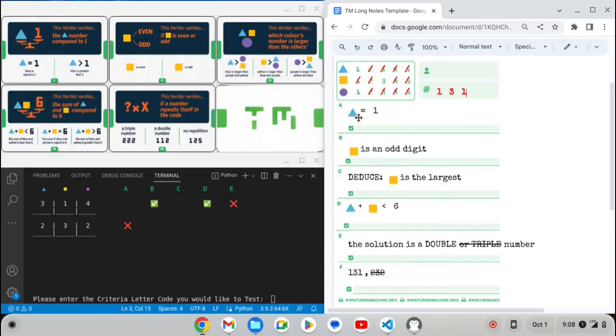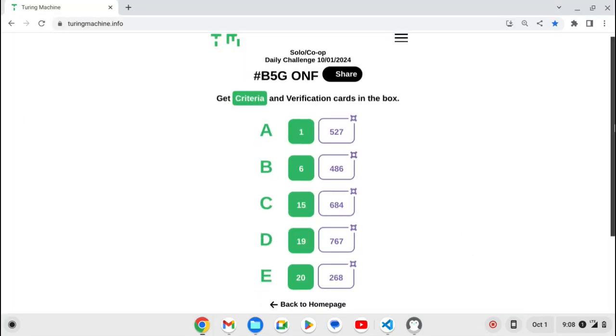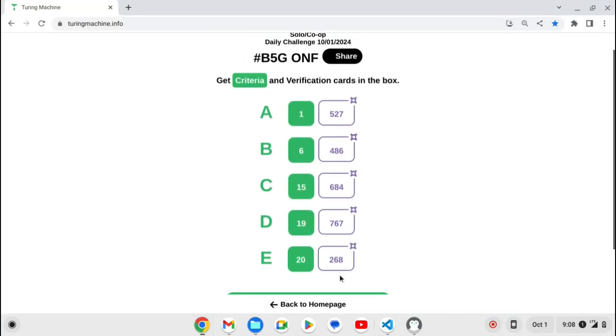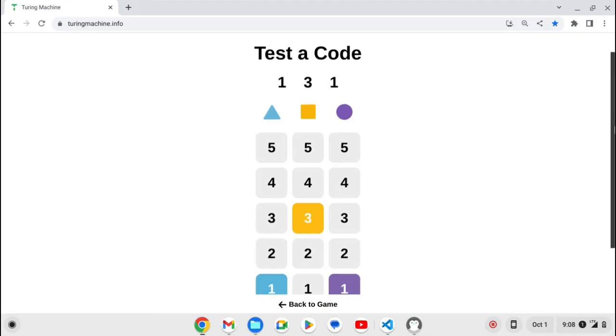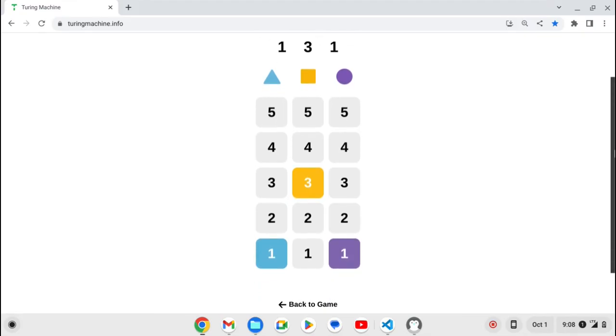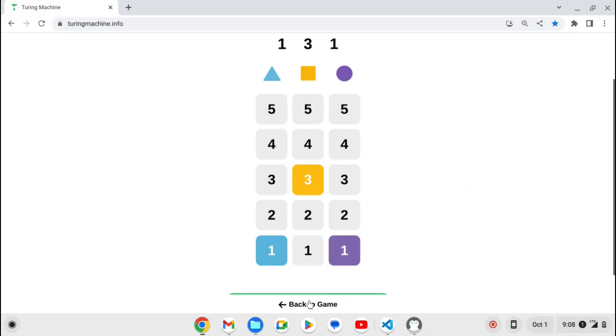And just reviewing really quick, yes, triangle is 1. Square is odd, that's true. We've deduced its largest, sure. Sum of the first two is 4, which is less than 6. We do have a double, and that's it. So let's go confirm. So we got 131. Fantastic. Yes, that's the solution.